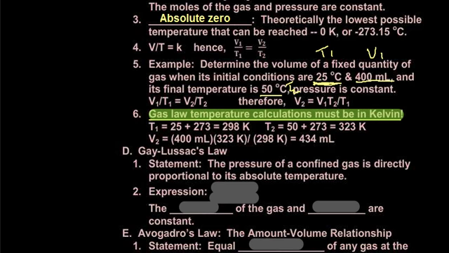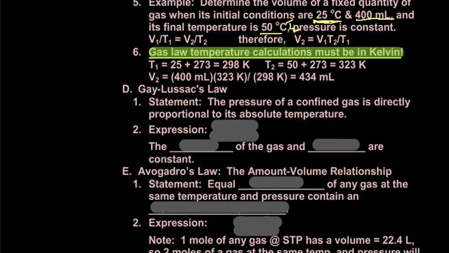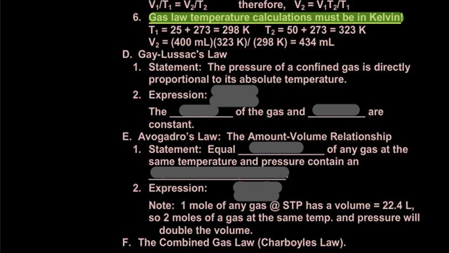Which brings us to the next gas law, which is Gay-Lussac's law, and yes, he's probably, in modern times, the most unfortunately named scientist that we deal with. His name actually is Gay-Lussac. His statement is the pressure of a confined gas is directly proportional to its absolute temperature. And that would be P1 over T1 equals P2 over T2.